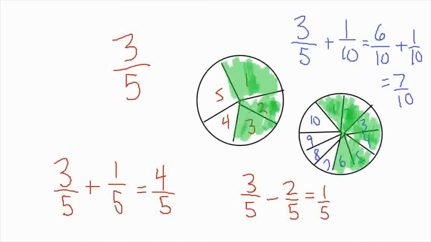And now let me show you how to do multiplication and division. If you have a fraction multiplied by another fraction, you hopefully remember that you multiply the tops and multiply the bottoms. So in this case, 3 times 1 and 5 times 2. That will get you the right answer.